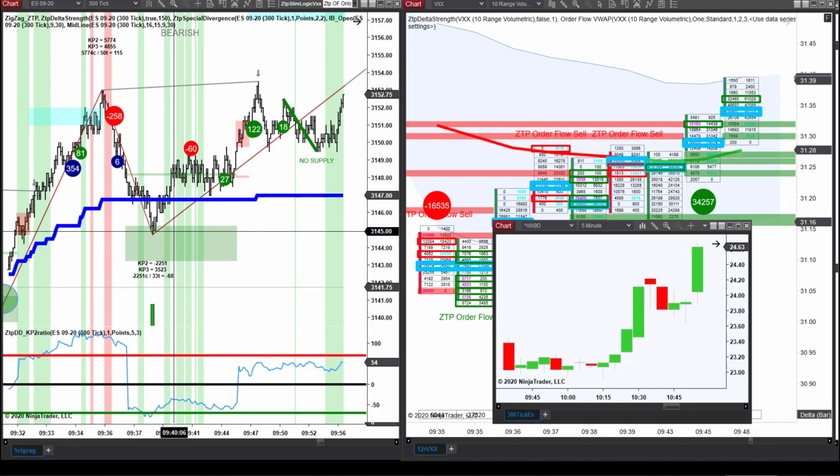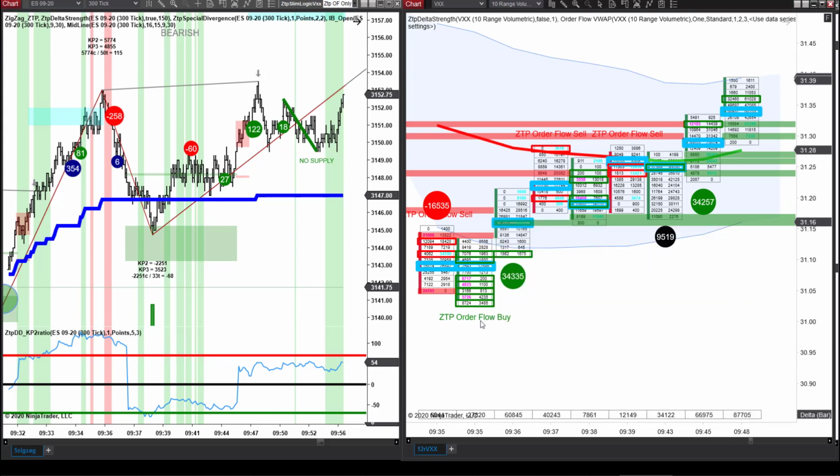The VIX 9D wasn't much of a help. It had come down and had bottomed at 935, but then it had started to rise, giving me a little bit of concern. Then as we see on our VXX chart, when the trade is going to occur, we do have two ZTP order flow signals here, and we do have down bars. So that's why we get our signals back here.